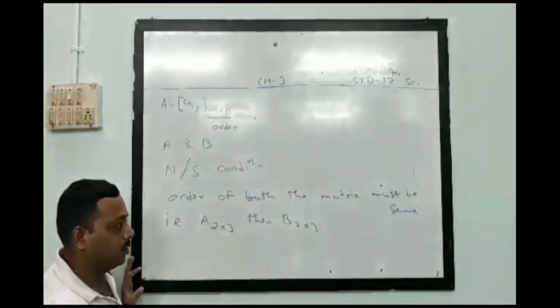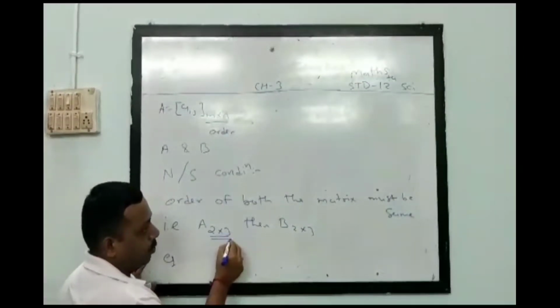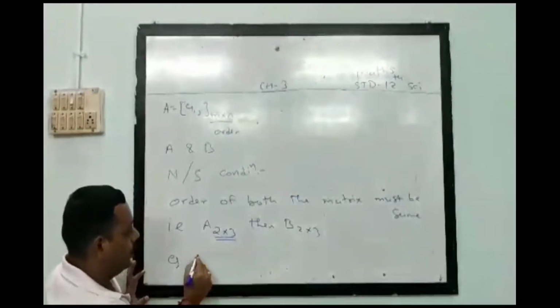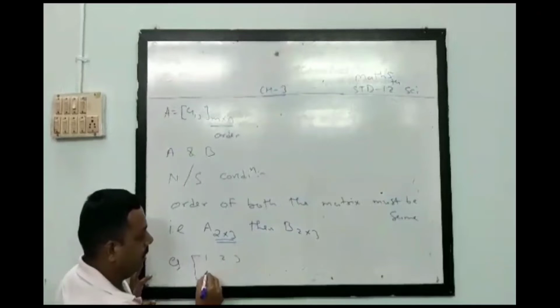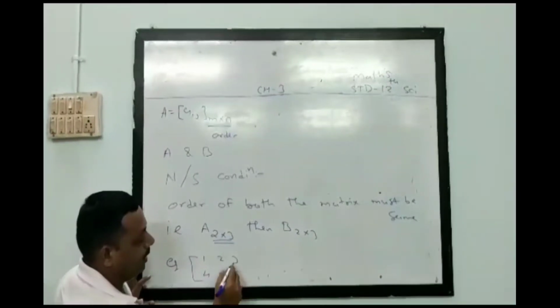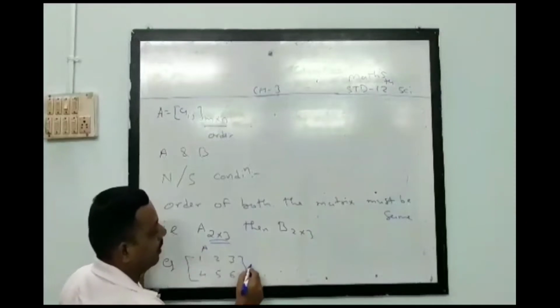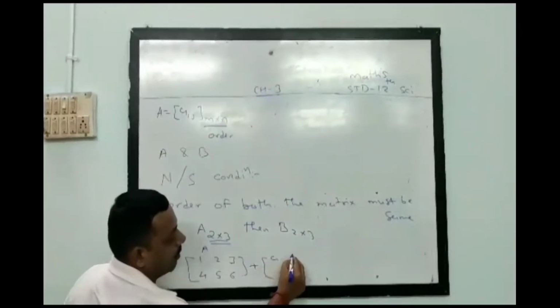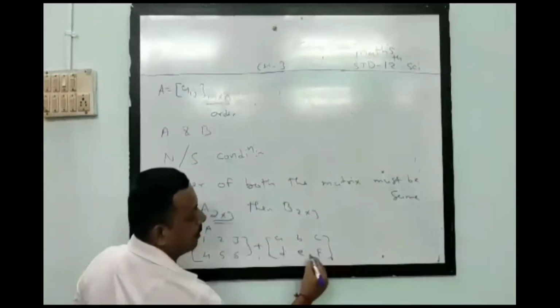For example, we know what we mean by 2 by 3: 2 rows and 3 columns. Now let A be 2 rows, so 1, 2, 3, 4, 5 and 6. This is called A. And suppose B is also 2 by 3, say a, b, c, d, e, f.